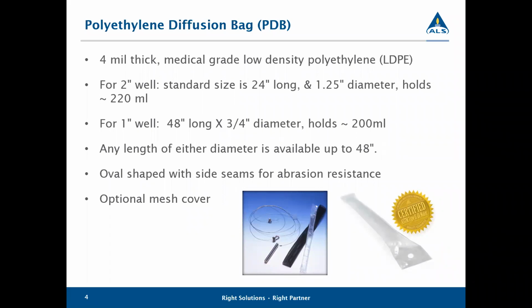So it's a 4 mil thick, medical grade, low density polyethylene. These were originally developed by GE and USGS in the late 90s. They partnered with ALS at the time, Columbia Analytical, to manufacture, and they've been used now for 20 plus years. They've been used at hundreds of monitoring sites across the country and internationally. The data produced by passive diffusion bag samplers is considered as valid as that obtained from other conventional sampling procedures.